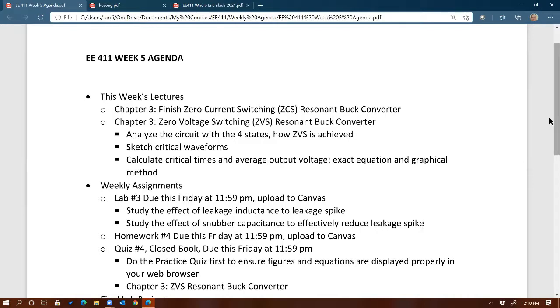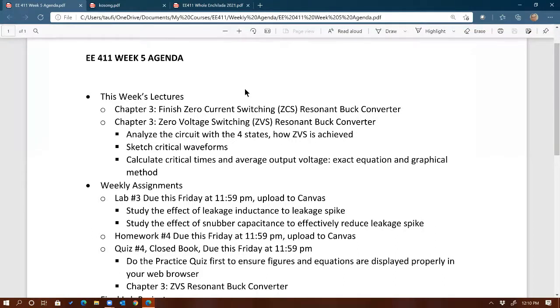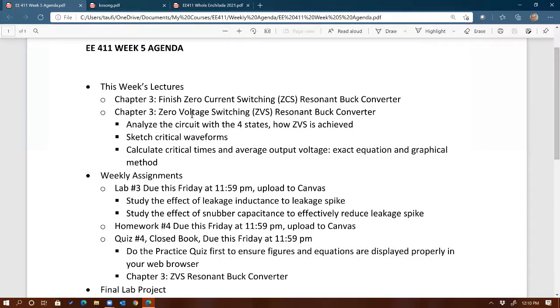Okay, good afternoon again. Today we're going to finish the zero current switching resonant buck converter. As you can see from the screen here, I have the week 5 agenda. First off, today we'll finish the ZCS resonant buck converter, and then we will go into the second converter, ZVS, zero voltage switching, so that you know the two different examples. One is zero current switching, the second one will be zero voltage switching. So you see the difference between the two.